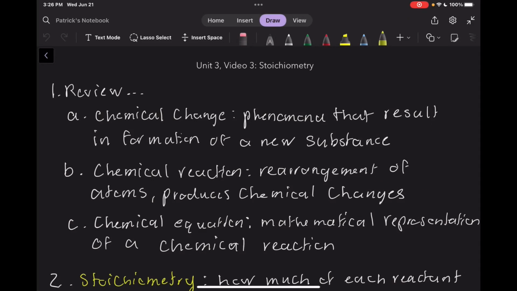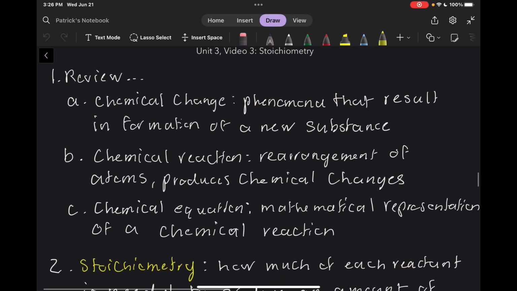In the previous video, we introduced the concept of chemical equations. Today, we're going to build on that foundation as we look at stoichiometry. Let's review a few things first.